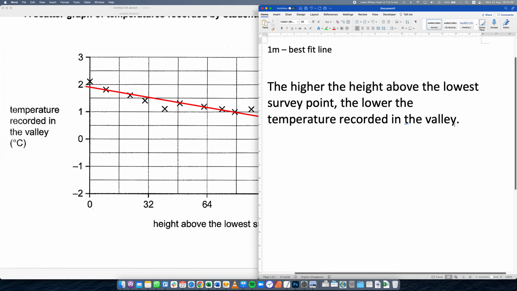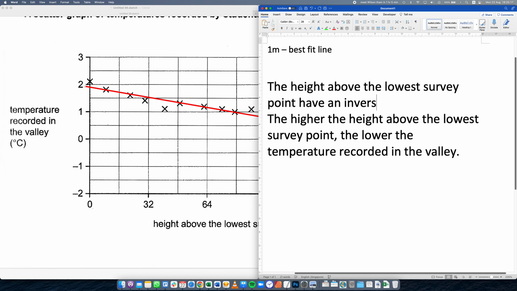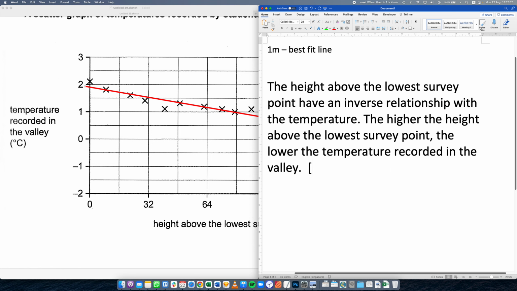Also please preface it with what's the relationship. The height above the lowest survey point has an inverse relationship with the temperature. Okay, so this is the first mark. Now somebody tell me inversely proportionate. Hello, this is not math.